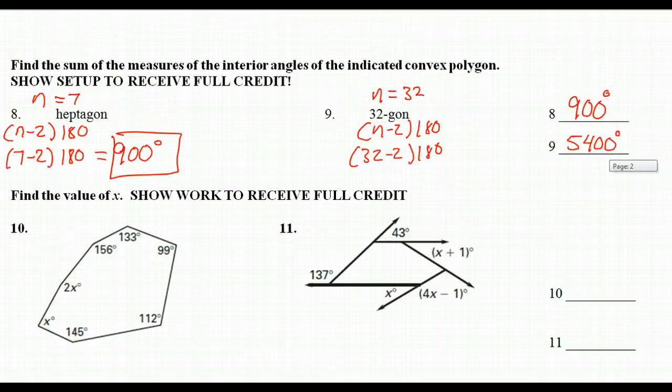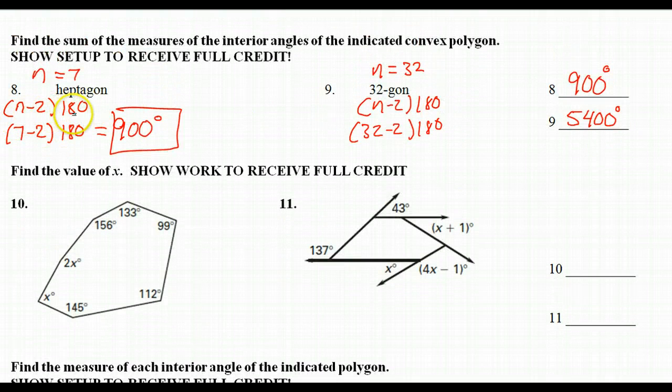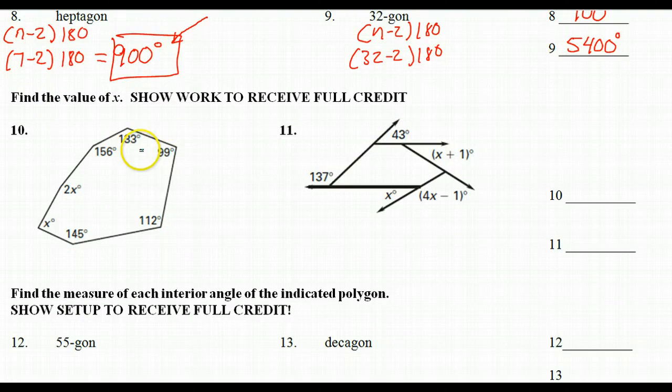Because of what we just talked about with the whole n minus 2 times 180 thing, we know how to find the total degrees of any shape. So for example, I should be able to find the total degrees of these interior angles. So let's do that. If I do an n minus 2 times 180, in this case we've got ourselves 1, 2, 3, 4, 5, 6, 7 sides.